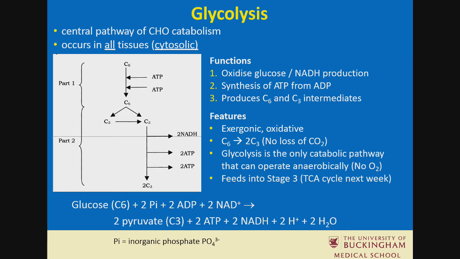The bottom line of glycolysis is that you're starting off with glucose and with some inorganic phosphate and some ADP and some NAD. We're going to produce 2 molecules of pyruvate, so that's our 2 molecules that contain 3 carbons. We're going to have a net outcome of 2 molecules of ATP, so that's our energy carrier, and 2 of NADH, plus some protons and some water.